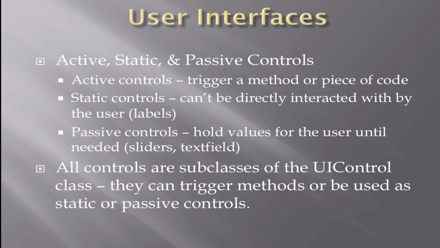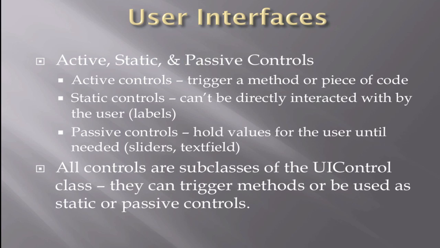When you're designing your user interface, you may have an active, static, or passive control in the system. A basic active control is something that will trigger a method or a piece of code, like a button. A static control can't be directly interacted with by the user. That would be such things as labels. A passive control will hold a value until the software needs it for the user. This might be a text field or a slider or something like that.